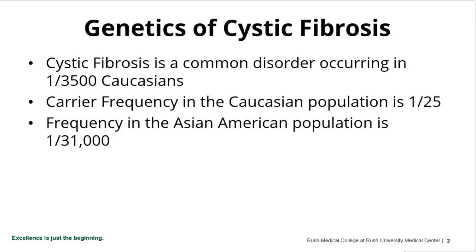The carrier frequency in the Caucasian population is 1 in 25. That means if you look at 25 individuals of Caucasian descent, one is actually a carrier for one non-functional copy of the CFTR gene. Now, the frequency in the Asian population is far less common, almost 10 times less common, which is 1 in 31,000.